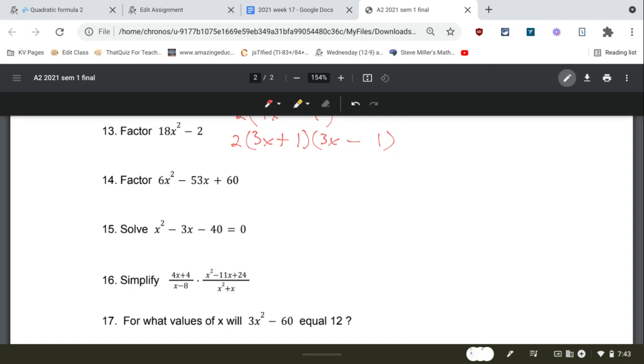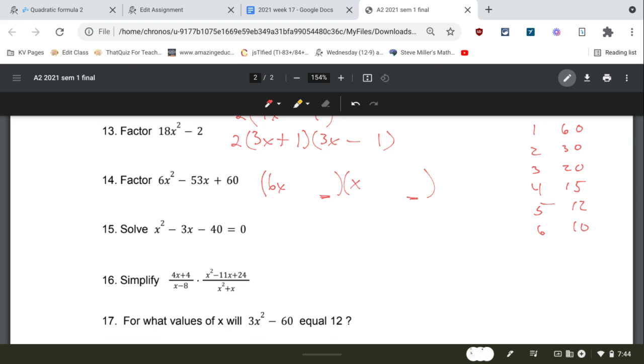Number 14, to factor this, I'm just going to do the brute force method here. So it's either a 6x and an x or a 2x and a 3x. Let me try the 6x and x first here. So I know that these numbers are going to multiply to 60. So I got a long list here. 1 and 60, 2 and 30, 3 and 20, 4 and 15, 5 and 12, or 6 and 10.